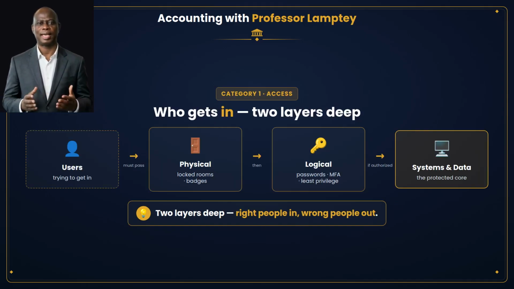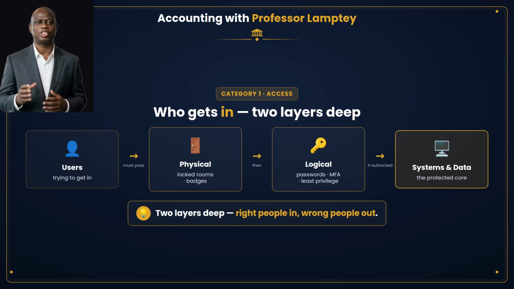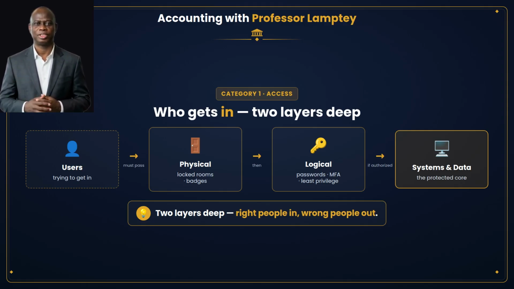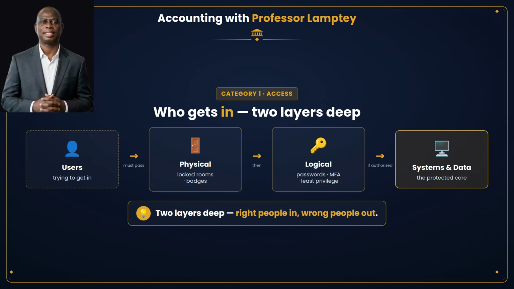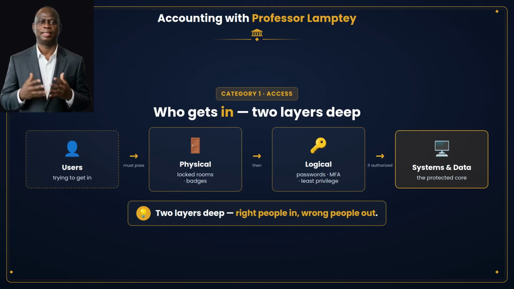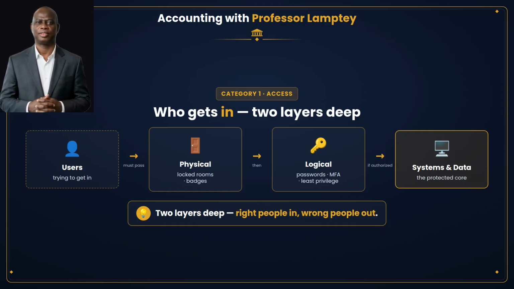Category 1, access controls. Who can get into the system and what they can do. 2 sides: logical access, passwords, multi-factor authentication, and the principle of least privilege. Give people only the access their job requires and no more. And physical access, locked server rooms, badge entry, keeping the hardware itself secure. The goal is simple: the right people in, the wrong people out.